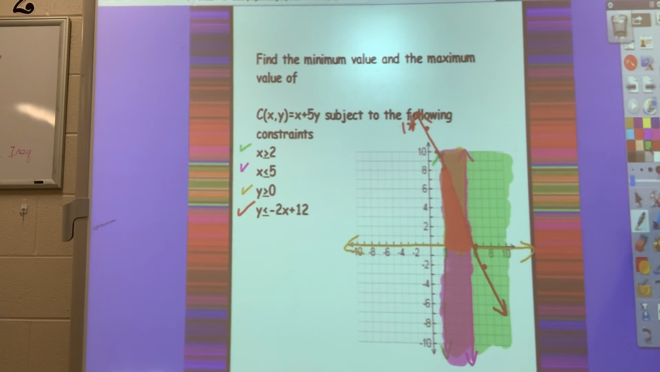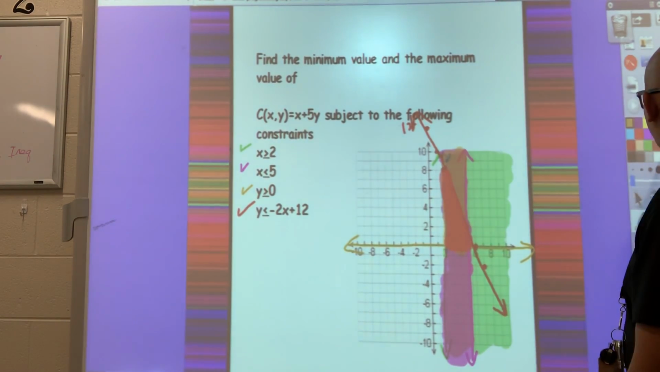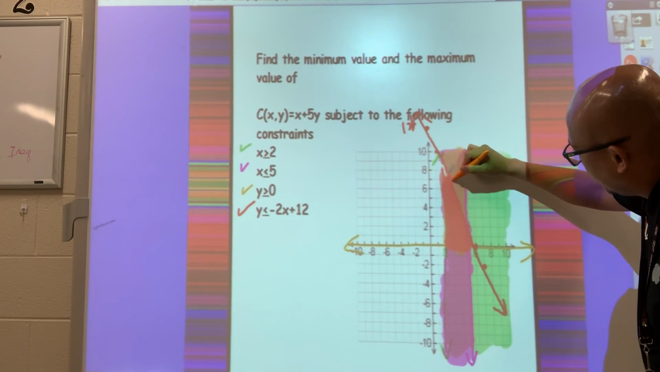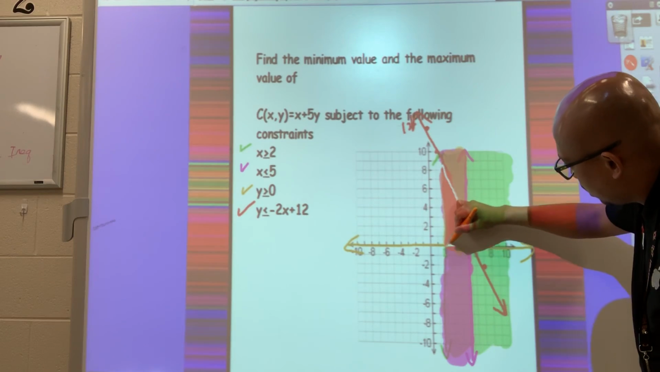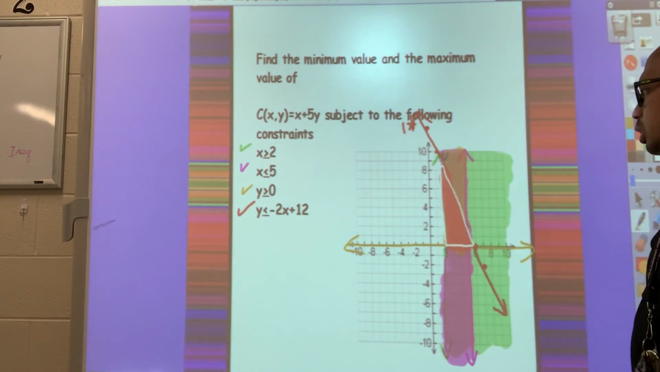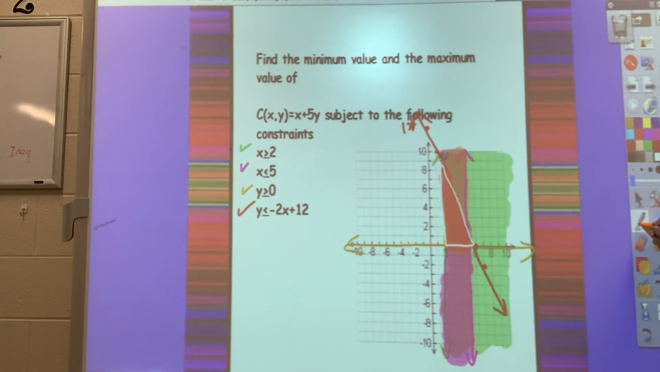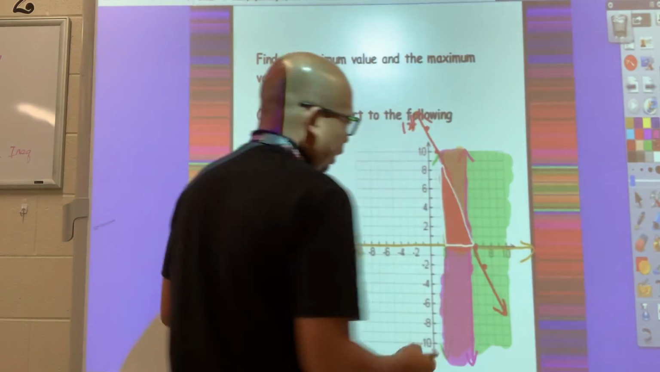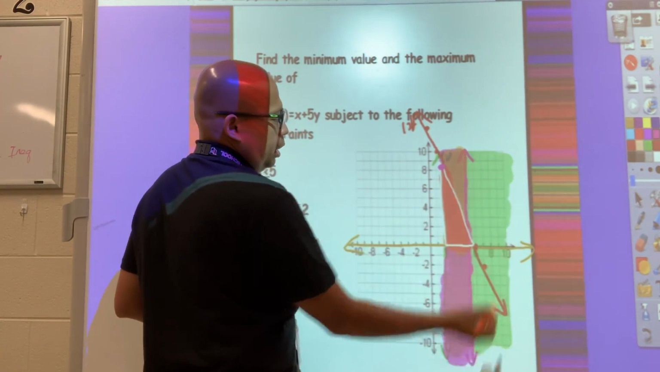If you notice, the visible region is only on the white one. Where's the white one? This portion here. There you go. So that's how you find your feasible region. Now, how do you find the points? How do you find this point here?